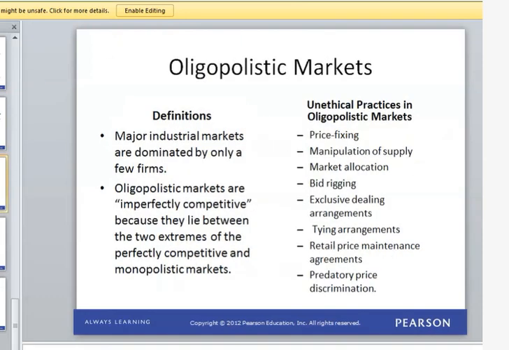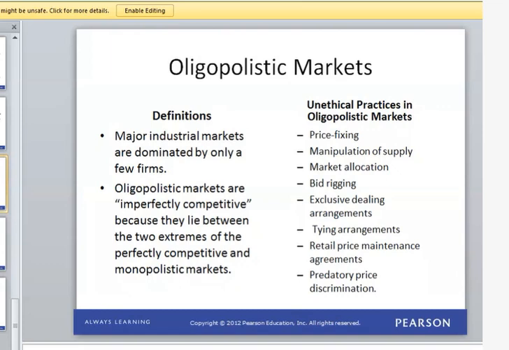Okay, now we have a few minutes, let's try to discuss the last one. The last model is the oligopolistic market, and we have already defined oligopoly here. Major industry markets are dominated by only a few firms. I think all understand that. The second definition says oligopolistic markets are imperfectly competitive because they lie in the middle between a perfectly competitive market and a monopoly. So that's why we call it an imperfectly competitive market. It's neither a competitive market nor a monopoly, right?